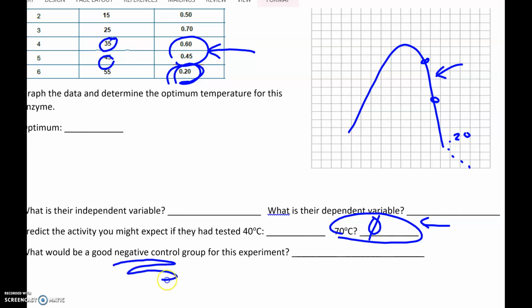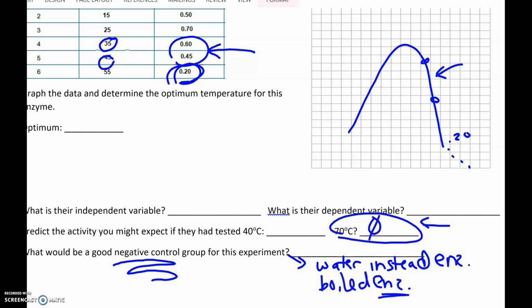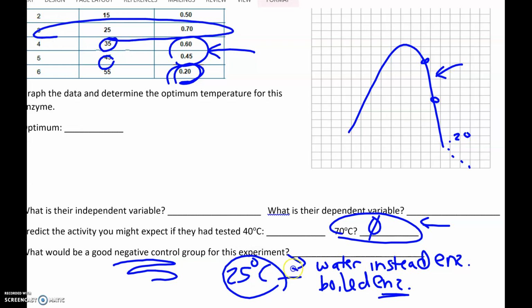And last but not least, a negative control group. This is really important because I've seen this come up on the AP exam many times. Anytime they do an enzyme experiment, the control group is going to be that they either add water instead of enzyme. They still have the substrate, but they add water instead of the enzyme, or they use boiled enzyme. Because we know that boiling denatures it, so that would be just the same as adding no enzyme at all. So they would do one at 25, like they have here, because that ends up being their optimum, but do it with no enzyme.